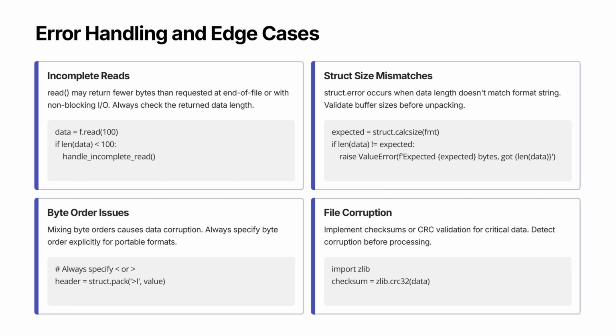Handle incomplete reads by checking data length, especially with non-blocking input-output. Validate buffer sizes to prevent struct size mismatches. Always specify byte order to avoid data corruption. Use checksums or cyclic redundancy check validation to detect file corruption before processing. These practices ensure robust error handling and data integrity in file operations.